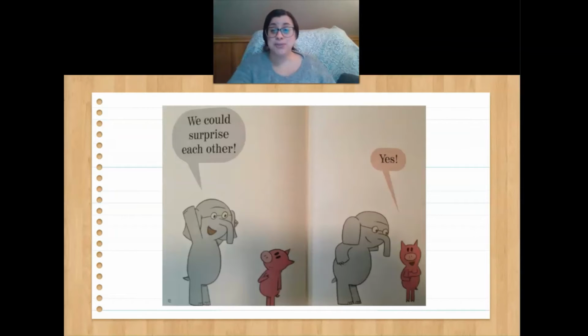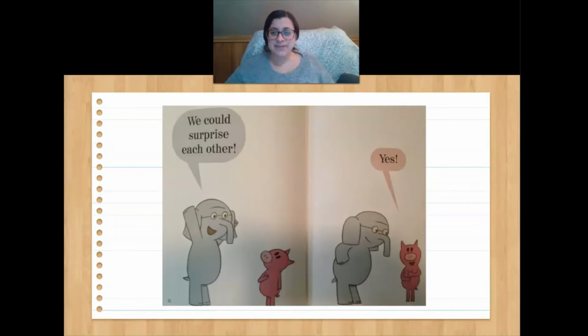Another example of speech bubbles in a text are in this book. We could surprise each other. You can see that the speech bubble has an exclamation point, which means that it's something very exciting, and you can see on the elephant's face that the elephant is happy. Then we go over to the pig, and the pig is saying yes. We're able to see what the animals are saying and what they're thinking.